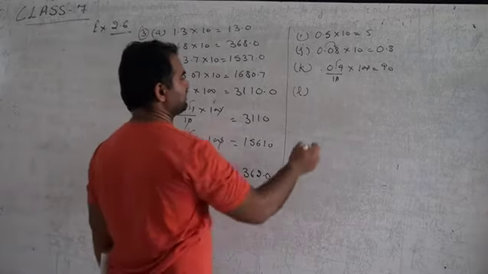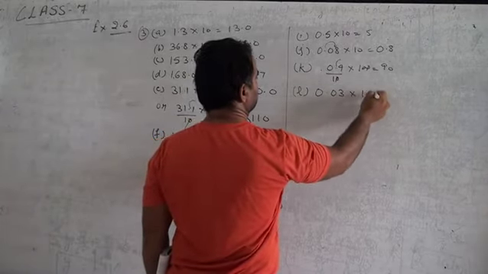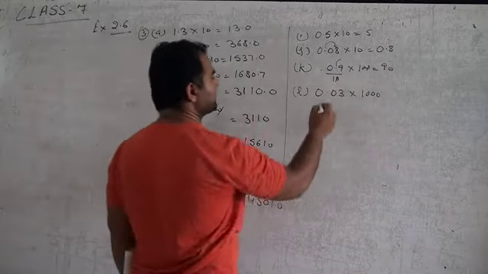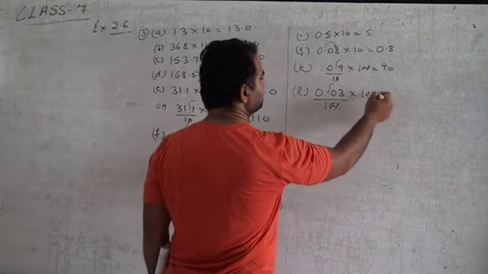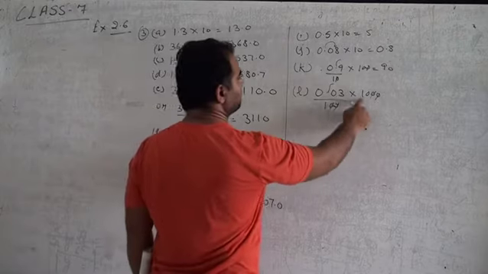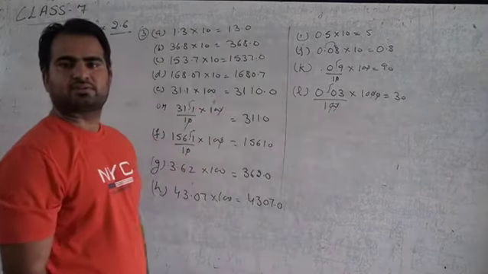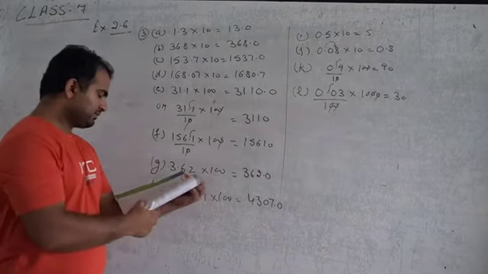0.003 into 1000. So what we have to do is, we will remove that point. It will be 1000, cross the two zeros. What is 3 into 10? It will be 30. Our final answer. Done. Next is question number 4.